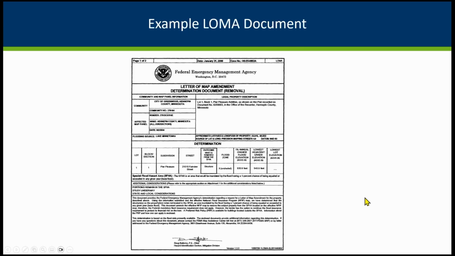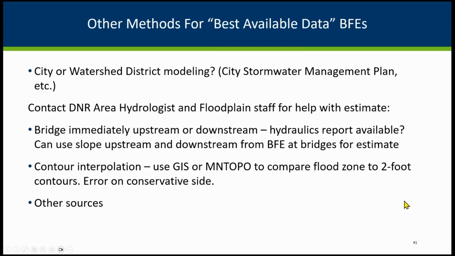Or maybe it's an A zone that's more of a basin area, it's not a flowing watercourse area. Other places that we certainly look is, does the city or the watershed district have some modeling? Many of our watersheds and communities do have some better data. You can contact the DNR area hydrologist or our floodplain staff if you reach out to floodplain.dnr@state.mn.us. There's several of us that see that email, and you can request help.